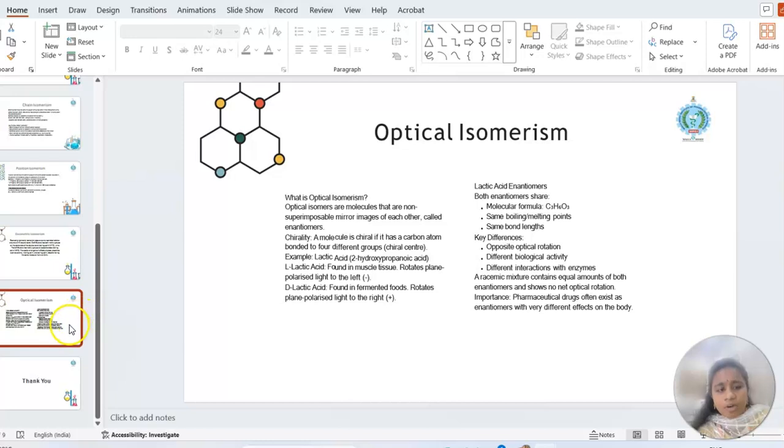This is about isomerism. Isomerism is mainly divided into two types: structural isomerism and stereoisomerism. Structural isomerism is about chain, positional, and functional isomerism. Stereoisomerism is about geometrical and optical isomerism. This is a brief introduction to isomerism.